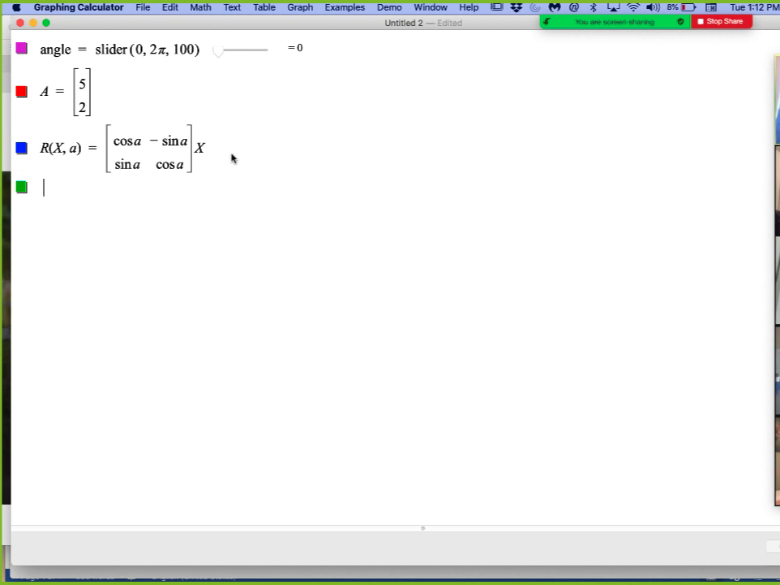Am I ready to plot the new point? Yes, we are. Okay. Richard, what do you think? So it's going to be capital R, parentheses, A, comma, angle. Like this? Yep. And what will that do? It'll graph the points based on the rotation of the angle that we choose. Okay. Should we try it?